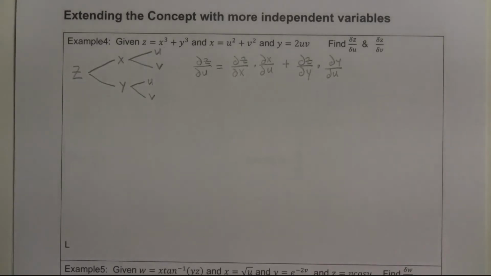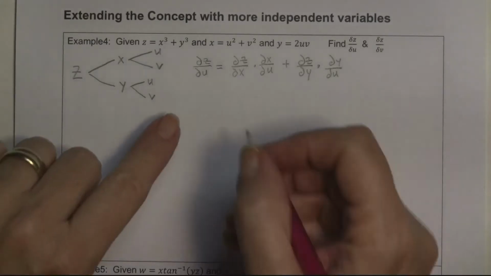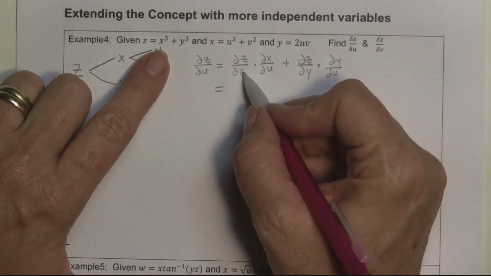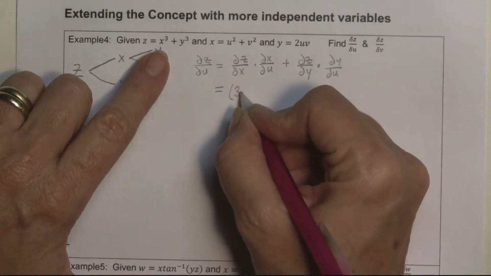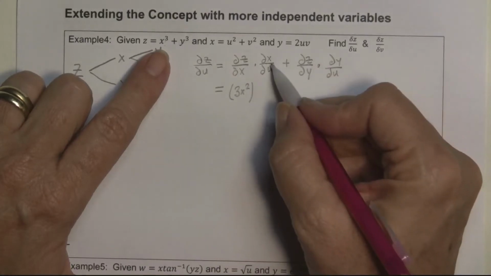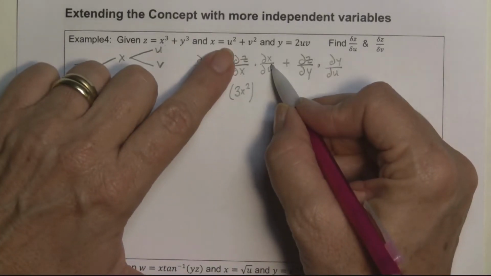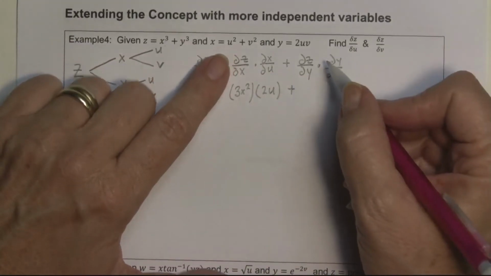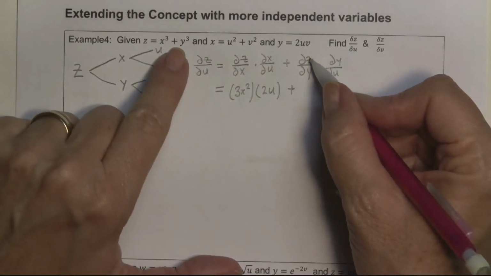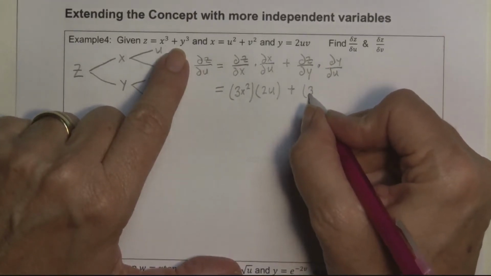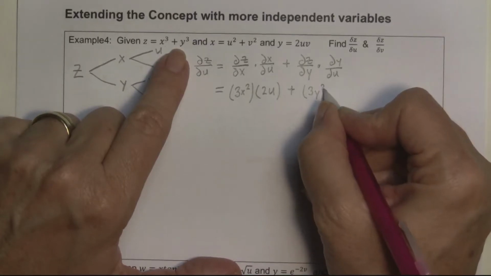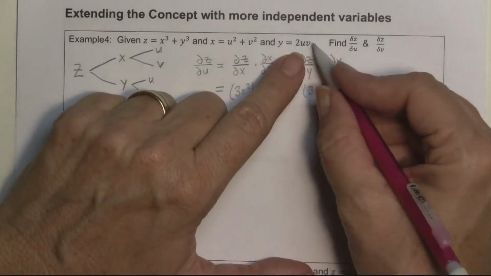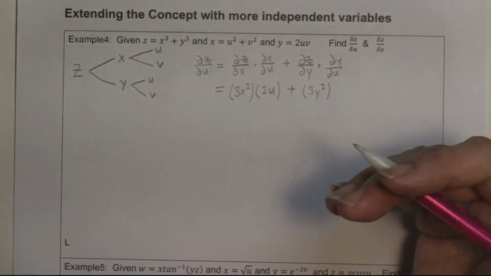And I'm going to leave my answer in terms of u and v. And so this one is, oh gosh, it's not too bad. I'm so happy. 3x squared. And then this one is kind as well, 2u plus, and then this is 3y squared. And now every time I see variables next to each other, u and v next to one another, I think, oh, I'm going to have to use the product rule.